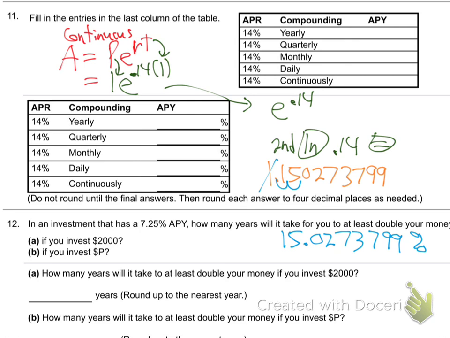So go to the 4th place, circle the 4th place, look 1 to the right. If it's 5 or more, round up. 0.0274%. 15.0274%. So that's even a little higher than the last one because it's more frequent compounding. Okay. You finding that button? Okay. What is EVO? Like, what is that?